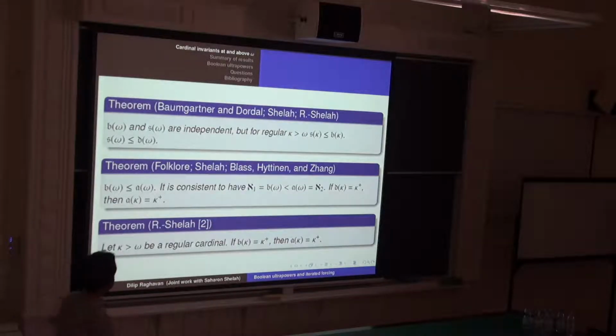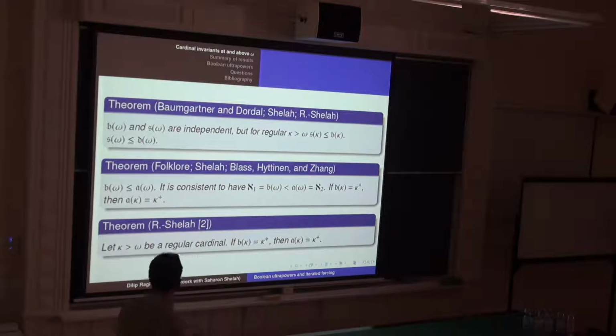So you could ask whether there is an analog of this Shelah theorem at uncountable regular cardinals. For example, is it consistent to have B kappa equal kappa plus and A kappa equal kappa double plus? And this shows that cannot be done. So omega is the only regular cardinal for which you can prove the consistency of this statement here: B kappa being kappa plus and A kappa being kappa double plus. If you take an uncountable regular cardinal, then B kappa equal kappa plus actually implies A kappa equal kappa plus.